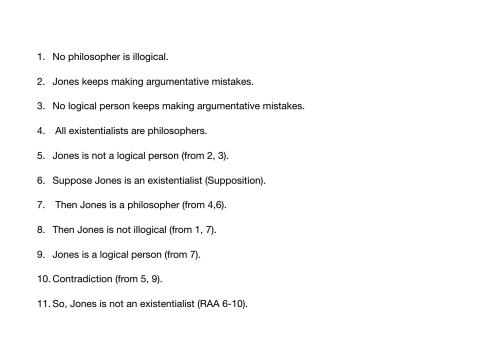Well, if Jones is an existentialist, then he's a philosopher, because we already said all existentialists are philosophers. So, 7 from 4 and 5. All existentialists are philosophers. Or sorry, 4 and 6. So, given the premise that we've supposed for the sake of argument, and this, all existentialists are philosophers, we get this claim that he's a philosopher. Number 7, 4 and 6.